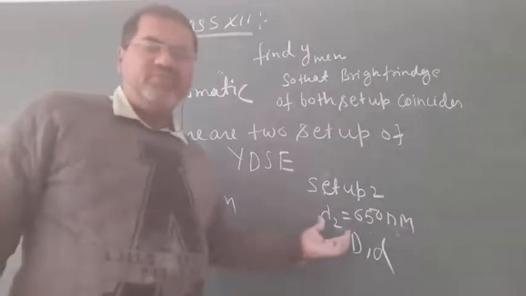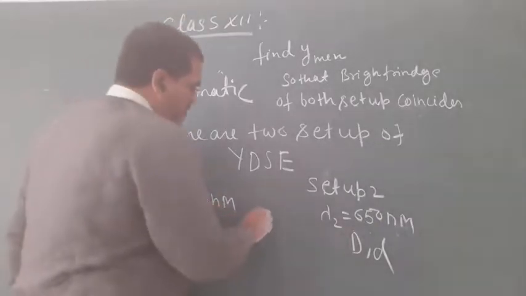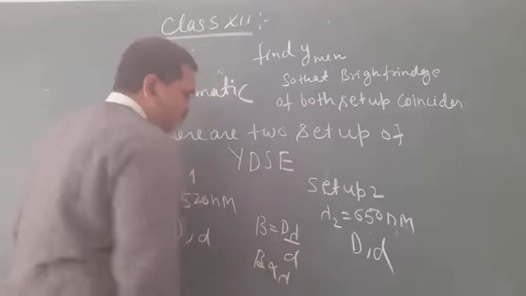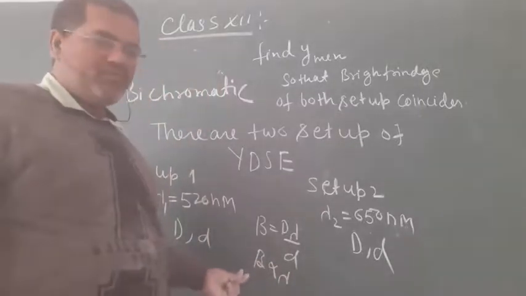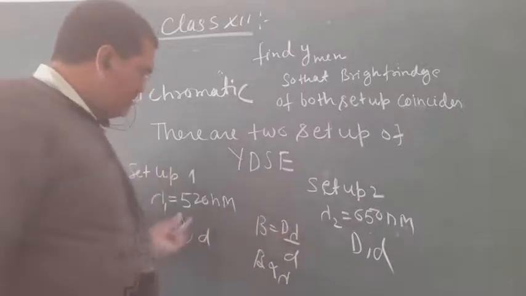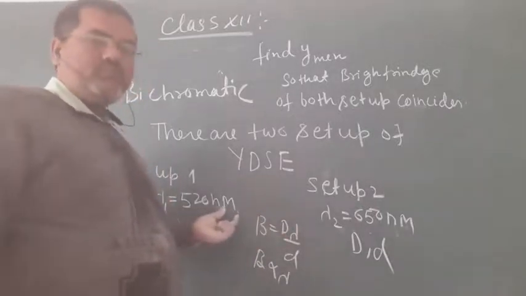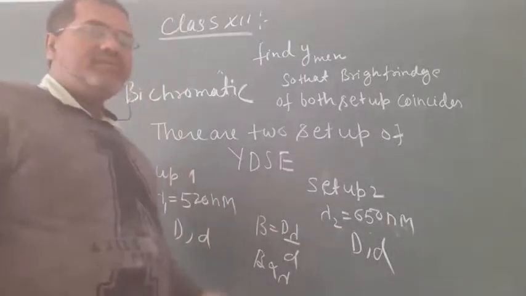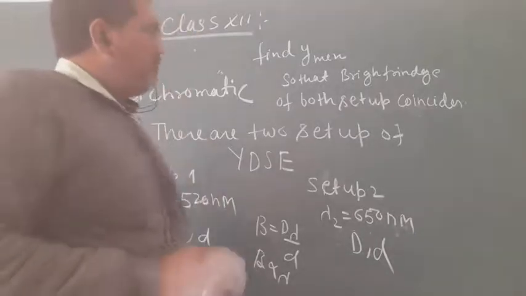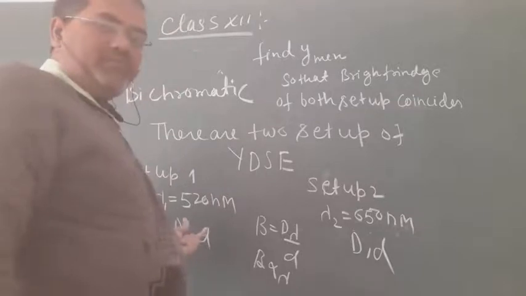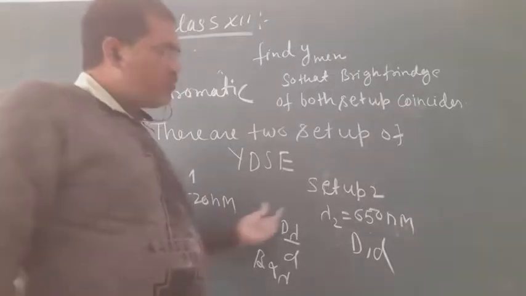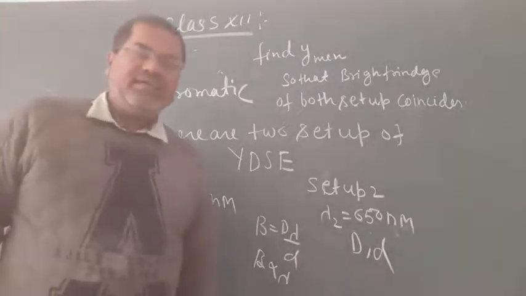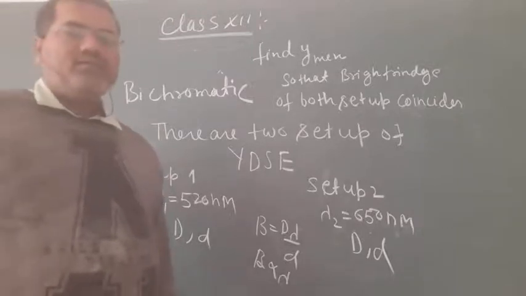Since the wavelength is different, the fringe width is beta equal to lambda D by d, beta proportional to lambda. So the fringe width is different in both the setups. In the first setup, the fringe width is thinner than the second setup. So you can say that a number of more maxima are involved in this setup to coincide with this setup. So just try. I give you 2 minutes for that. Then after I will solve.